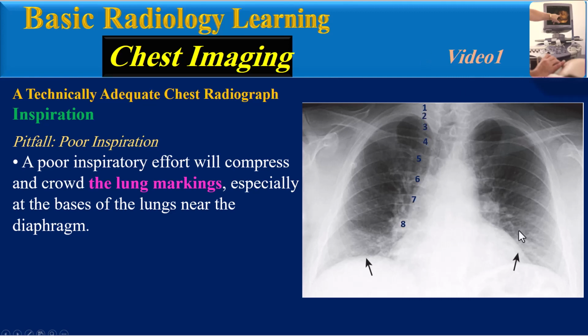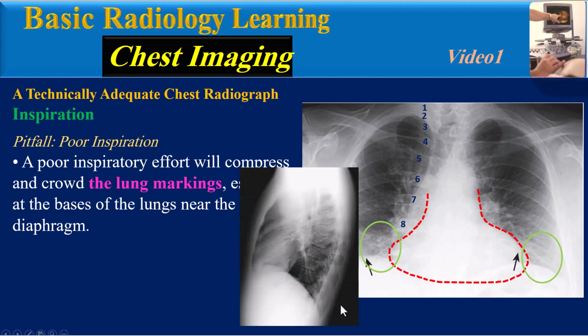A poor inspiration may crowd and therefore accentuate the lung markings at the bases and make the heart seem larger than it actually is. The crowded lung markings may mimic the appearance of aspiration or pneumonia, so a lateral chest radiograph should help in eliminating the possibility or confirming the presence of basilar airspace disease, which is suggested in the frontal radiograph.